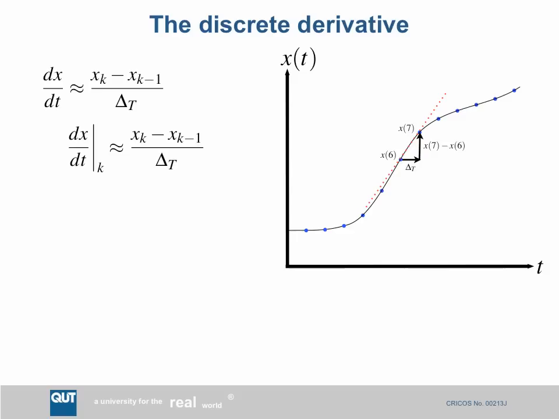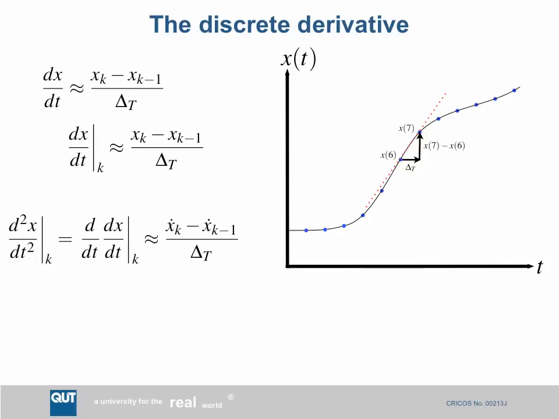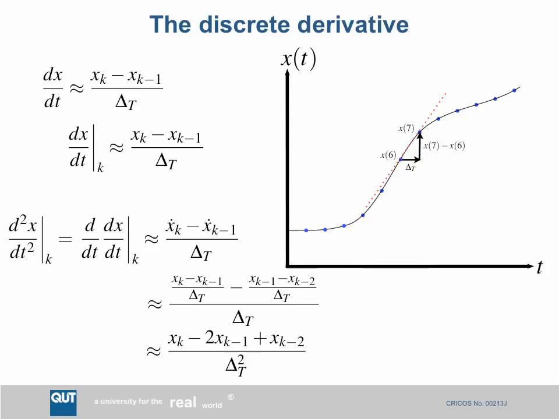Now, d squared x dt squared is d/dt of dx/dt. So I've broken the second derivative into the first derivative applied twice. I can then apply the discrete time approximation that I used last time, but instead of taking the difference of x_k and x_k-1, I'm taking the difference of the derivative, x dot at k minus x dot at k-1, divided by delta t. So I can substitute the expression for x dot that we had above, multiply that out and do some simplification, and I get this expression. So the second derivative is a function of the current value, the previous value, and the value before that, all divided by delta t squared.